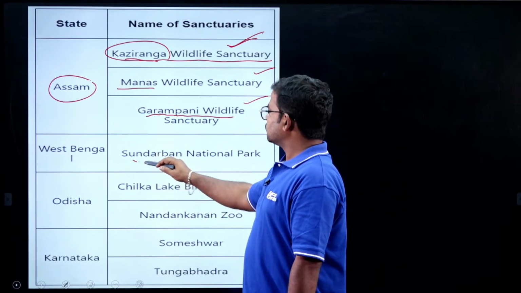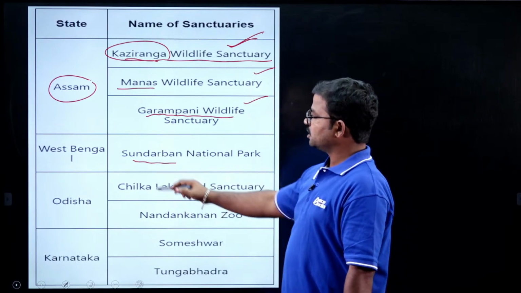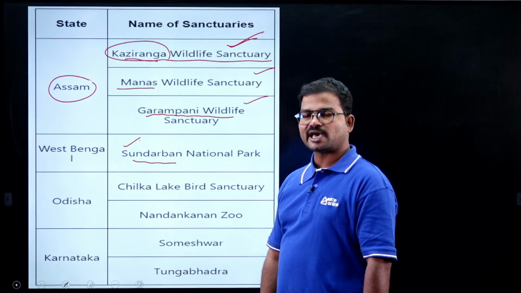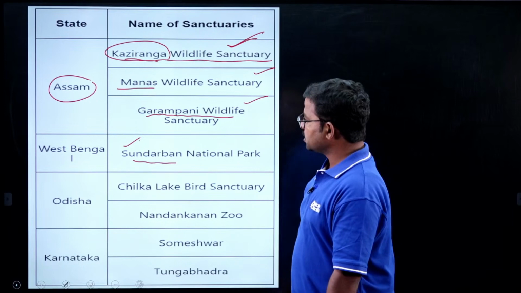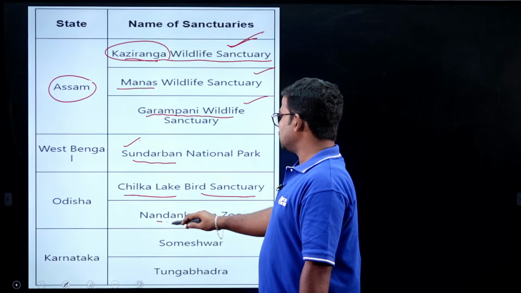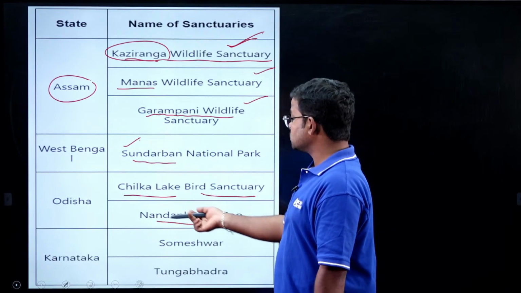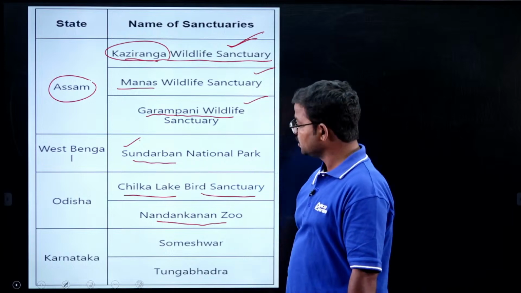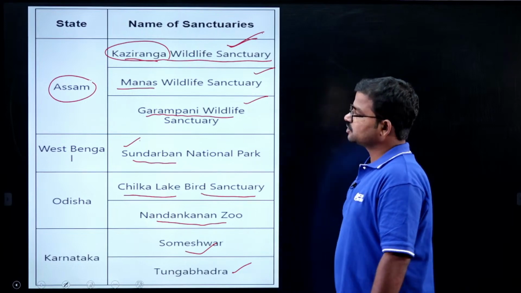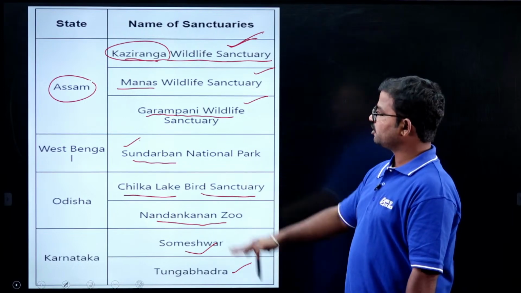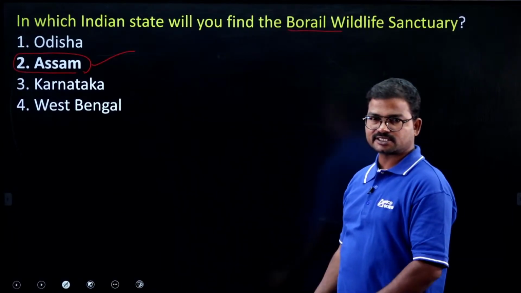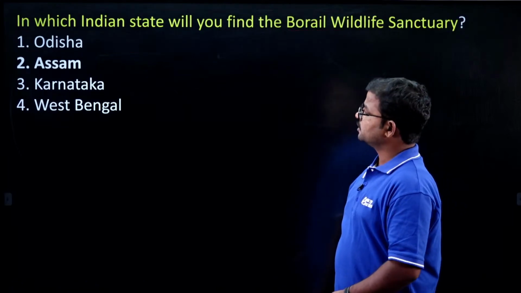Next one, West Bengal. Here we have Sundarban National Park. Of course, Sundarban is considered India's largest mangrove forest region. Next, Odisha. Here it has Chilika Lake bird sanctuary. Next, Nandankanan Zoo also exists in the locality of Odisha. Next one, Karnataka: Someshwara and Tungabhadra. So these are the major sanctuaries which are located in different states. So here they mention different options, and that's why we are also considering the remaining options and their related sanctuaries. Okay, so next one.